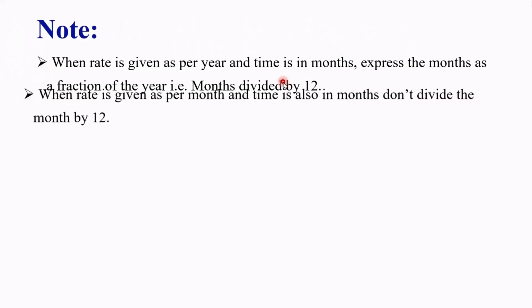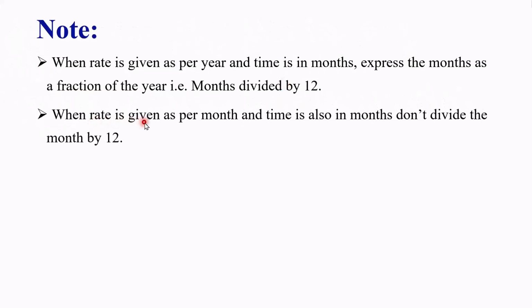Then bullet number 2, we are saying that when the rate is given per month and time is also in months, then we do not divide the months by 12. In other words, if both the rate and time are in the same unit, for example in months, there we don't do anything. Simply we just plug into the formula of simple interest and calculate it.